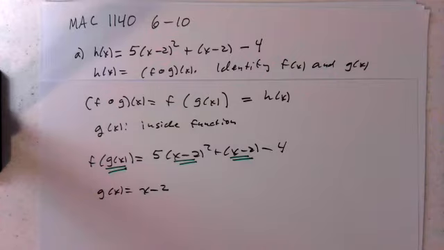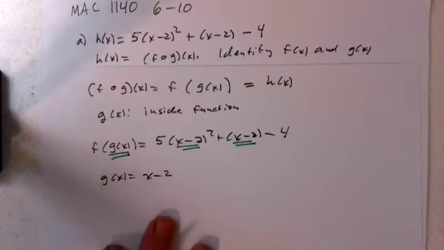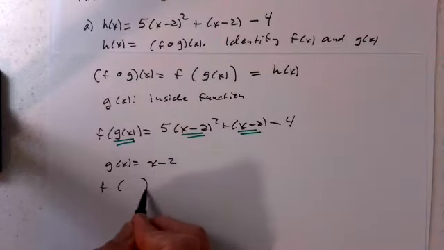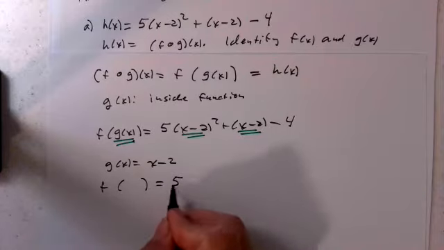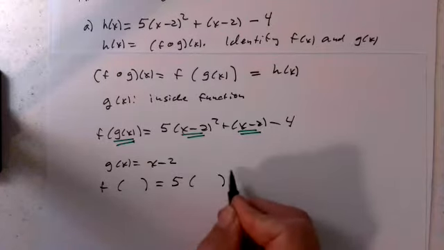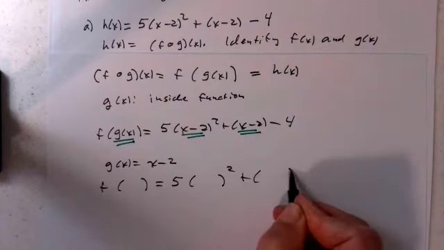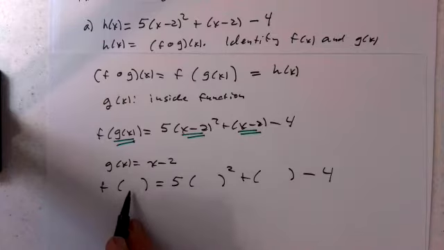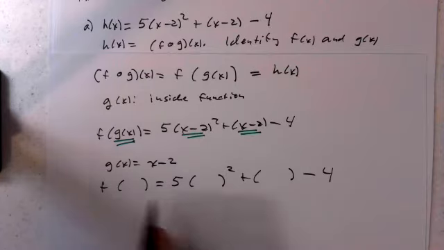And then let's remove the x minus 2 and the g of x from the previous statement. So what I have then is f of what used to be g of x, and I'm just going to put in parentheses. F of g of x is 5 times (what used to be x minus 2, in parentheses) squared plus parentheses minus 4. So I determine my inside function, and then I replace it with parentheses.